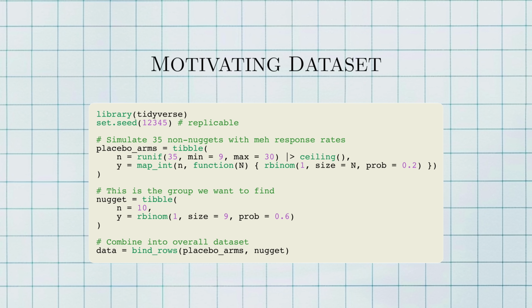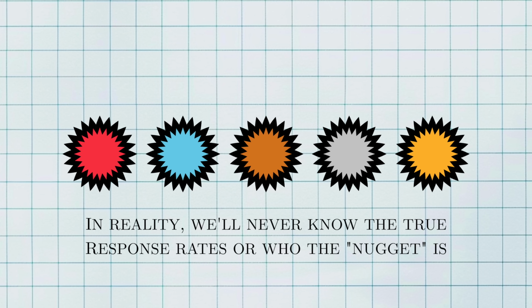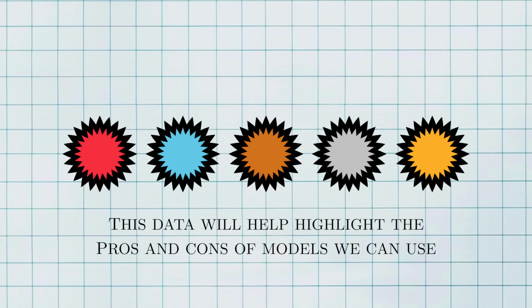To help ground our thinking, I've simulated a dataset with 36 different quote-unquote cancer groups. Each group will have between 10 and 30 people. The response rates for the non-nugget groups will be 20%. We'll consider this to be a sort of baseline response rate, the proportion of people in each group whose cancers will improve without any treatment. The nugget will have 9 people, but the response rate of this group will be 60%. It's the 60% that we want to estimate as closely and precisely as possible. In reality, we'll never know the response rates for any of these groups, or which one is the nugget, but it'll help show you how different models can influence our estimates.